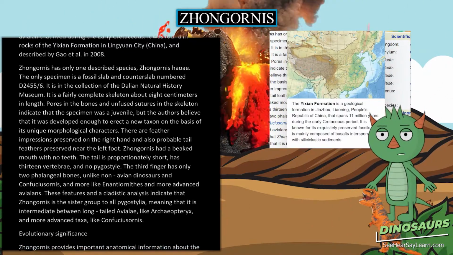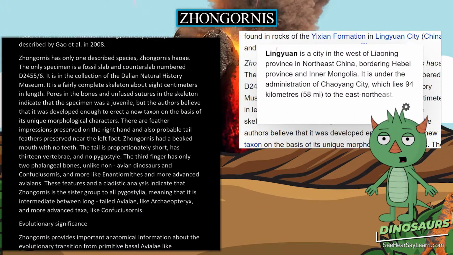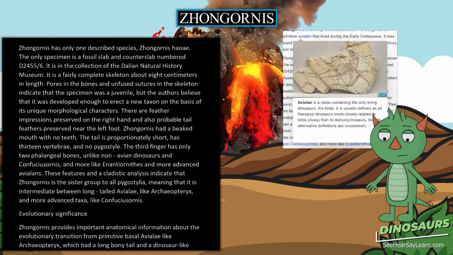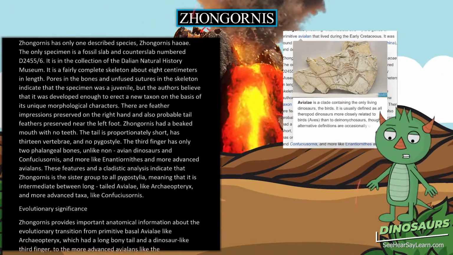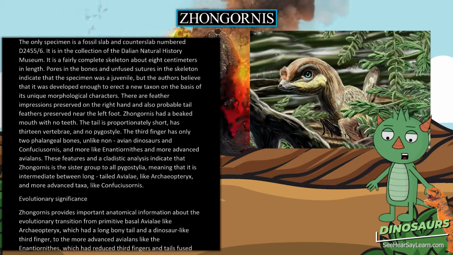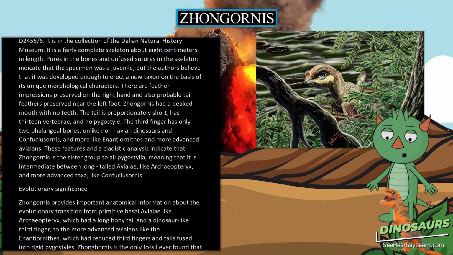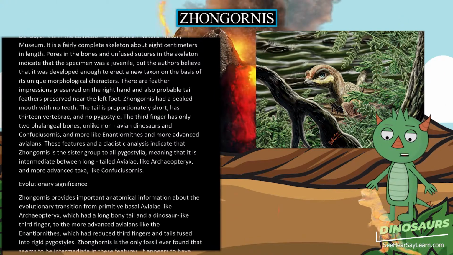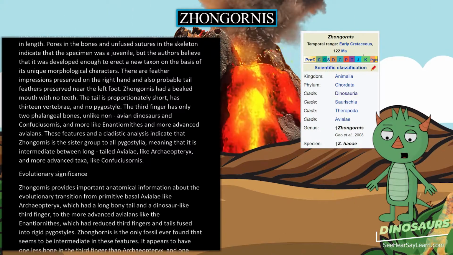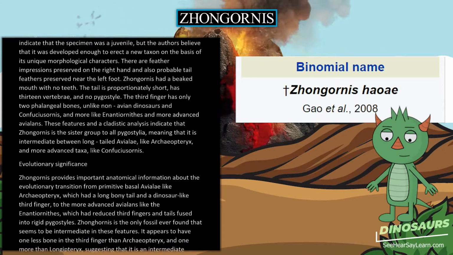Zhongornis had a beaked mouth with no teeth. The tail is proportionately short, has 13 vertebrae, and no pygostyle. The third finger has only 2 phalangeal bones, unlike non-avian dinosaurs and Confuciusornis, and more like Enantiornithes and more advanced avialans. These features and a cladistic analysis indicate that Zhongornis is the sister group to all Pygostylia, meaning that it is intermediate between long-tailed avialans, like Archaeopteryx, and more advanced taxa, like Confuciusornis.